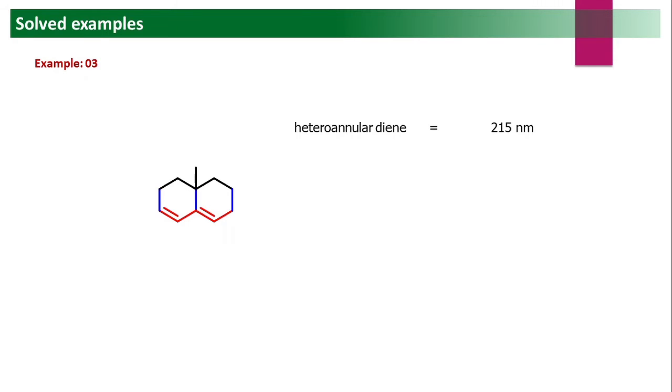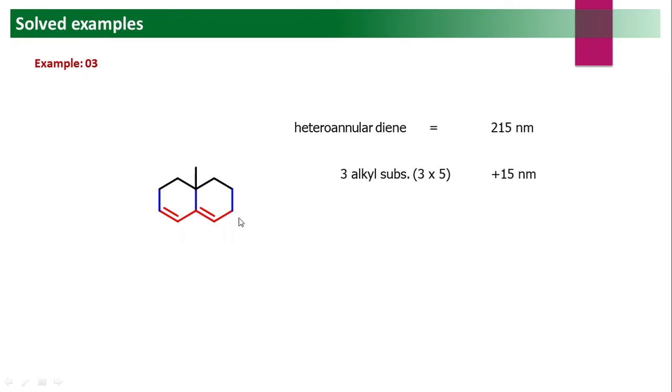Then how many R substituents? So see here, this is the R substituent, here is the R substituent, and this is the R substituent. This red bond is a substituent. In butadiene, here should be the hydrogen, but this is substituted by this alkyl group. So 1, 2 and 3 R substituents. So 3 into 5, for each R we have to add 5. So 3 R, so 15. So for 3 alkyl groups we have to add 15 nanometer.